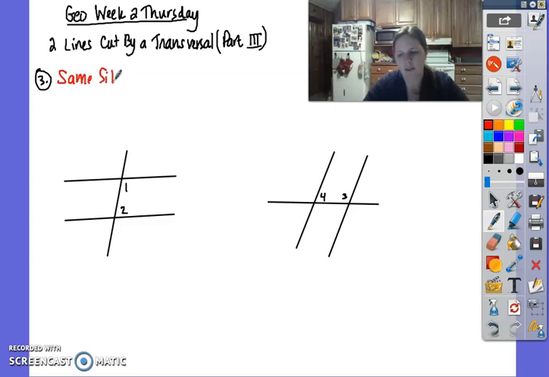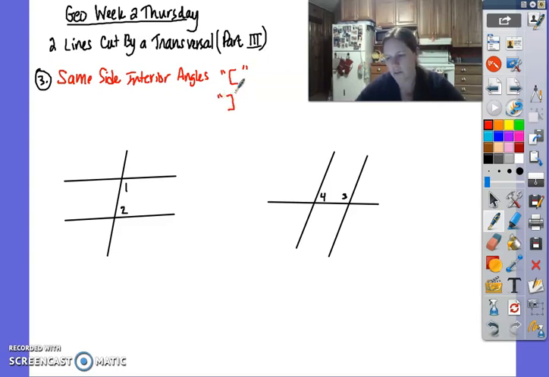And I have alluded to this several times over the last couple days, so none of you will be surprised. Same side interior angles form the letter C. And it's usually a boxy C, an angled C, if you will. You may see it go backwards, forwards, however it is. Just like the F, it can be in any way, shape, or form, but still looking for that basic C shape.